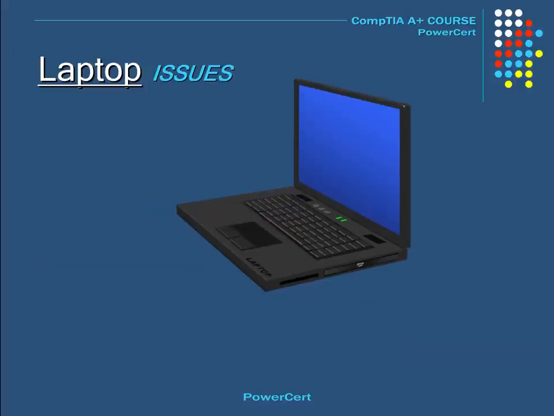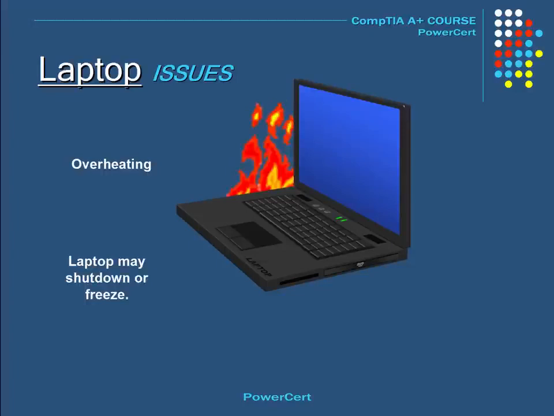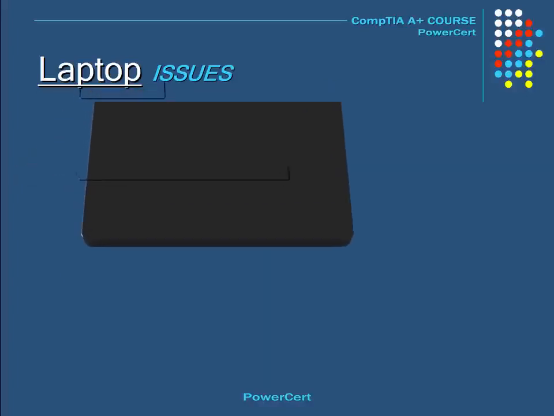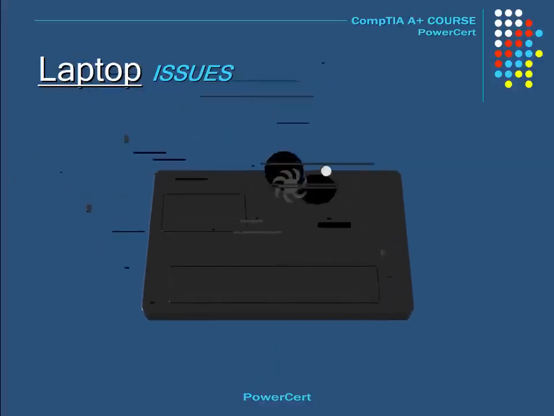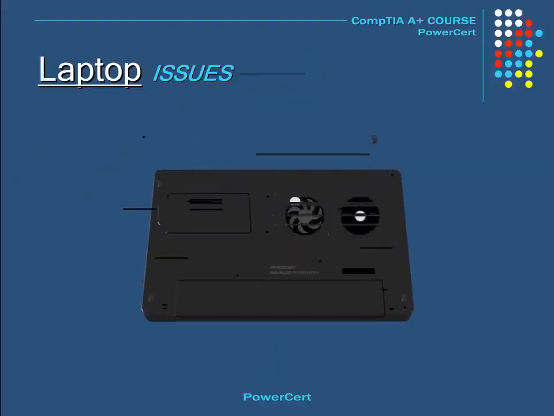A very common issue that happens with laptops is overheating. A lot of people complain that as they're working on their laptop, the laptop shuts down or freezes, which is a very common symptom of overheating. Now, laptops have air vents either on the side or on the bottom of the laptop along with fans. And air passes through these vents and fans to help cool the laptop.